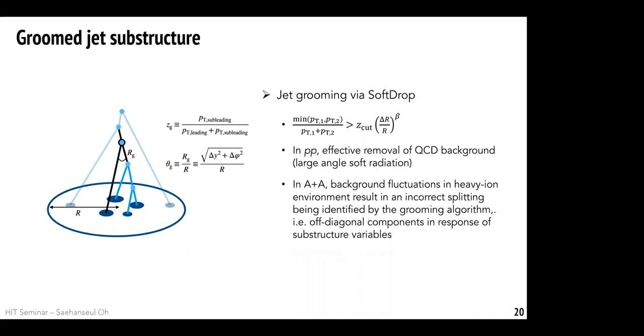And now we want to apply the soft drop algorithm in heavy ion physics. However, in heavy ion physics, this is a bit problematic because background fluctuations in the heavy ion environment result in an incorrect splitting being identified by the grooming algorithm. And it gives significant off-diagonal components in the response of substructure variables.